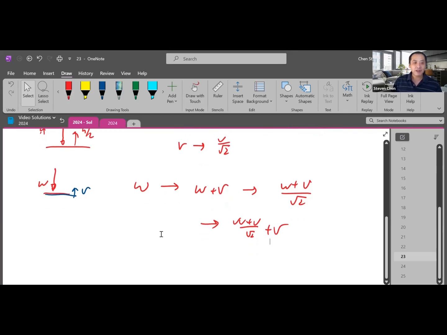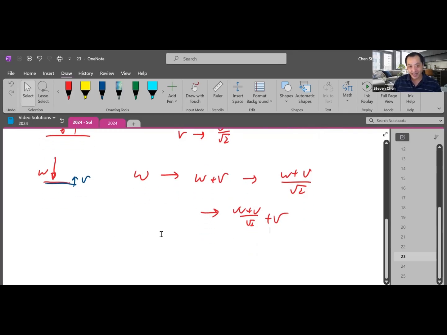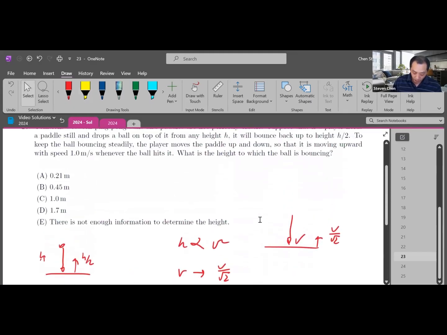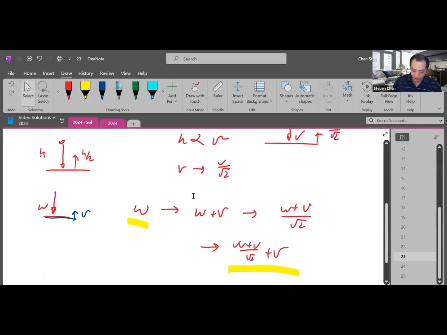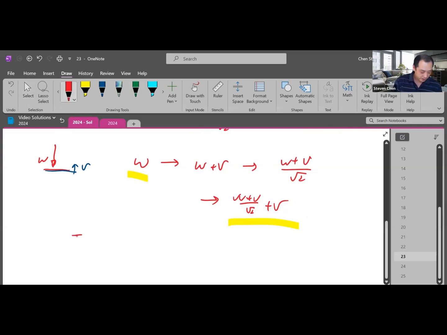The problem says that after the collision, we still want the speed to remain the same. There's no loss, right? So we need to equate these two yellow terms. This allows us to establish one equation. For this particular problem, recall that v is just equal to 1. So by solving this equation, we get w equal to 3 plus 2 square root of 2.